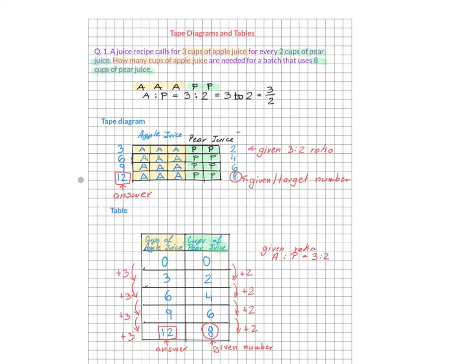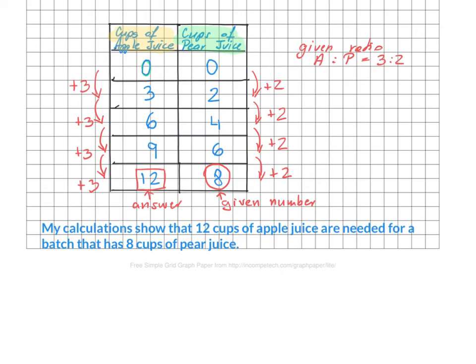So the answer is going to be, I just realized that's a question mark. So my answer is going to be that my calculations show that 12 cups of apple juice are needed for a batch that uses 8 cups of pear juice. So please write this. Okay, so here's your answer sentence one more time. My calculations show that 12 cups of apple juice are needed for a batch that has 8 cups of pear juice. Please make sure you copied every single step down on your paper.